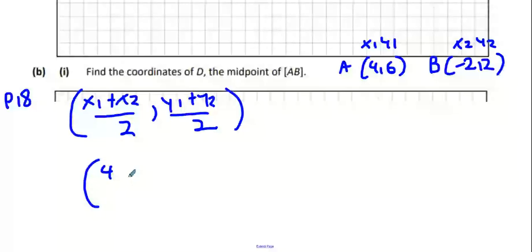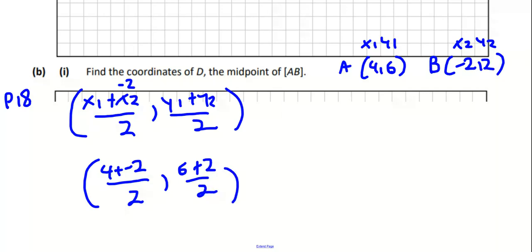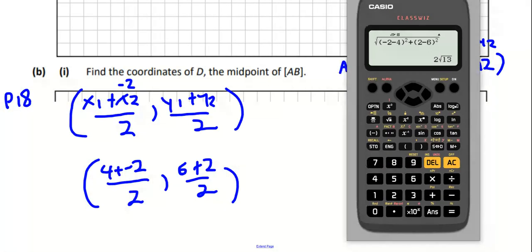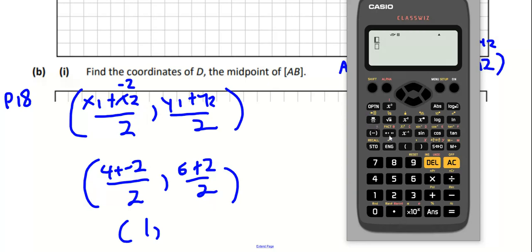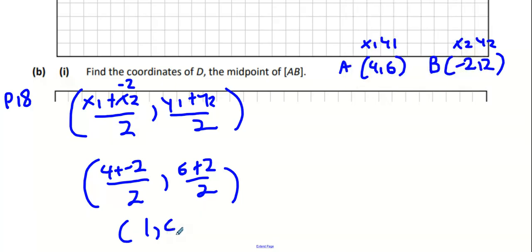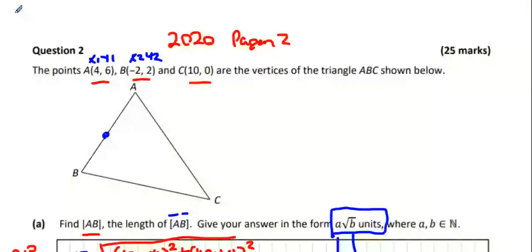And you're going to get 4. It's going to be 4 plus minus 2 all over 2. And the y1 is going to be 6 plus 2 over 2. Okay, you can use your calculator for this if you want. And you get 1. And this one here is 6 plus 2 over 2, which is 8 over 2, which is going to be 4. So that's your point 1, 4. Right, so that's handy out. So we already know the midpoint of this.